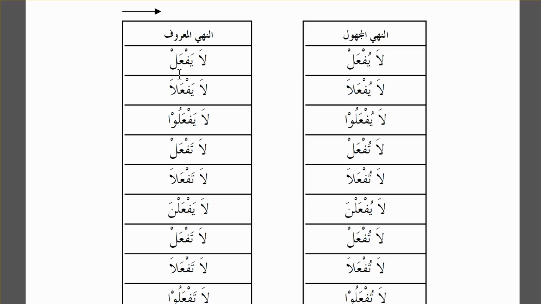So what you're looking at here is the nahi. And remember, the nahi is the opposite of amr. Amr means command, nahi means prohibition, telling you not to do something. That's what we're learning here. La taf'alu, do not do. So the two things we're learning today are what? Amr and nahi. We're going to review these on Tuesday, inshallah.